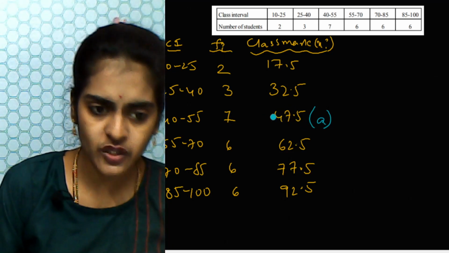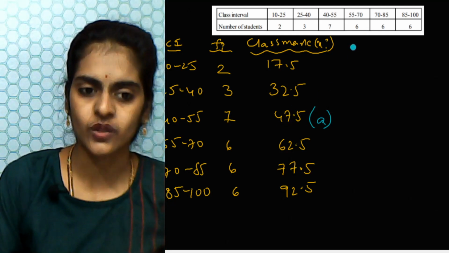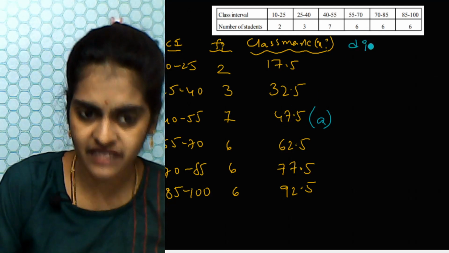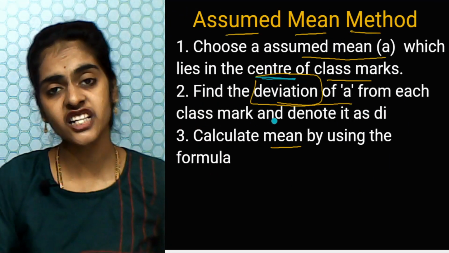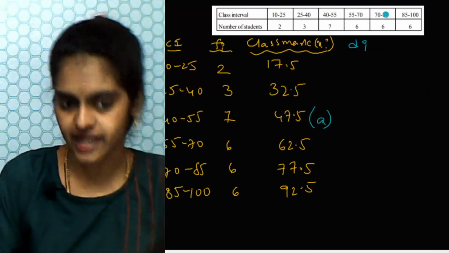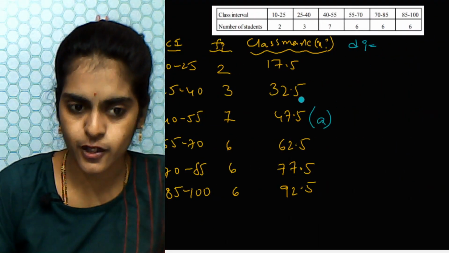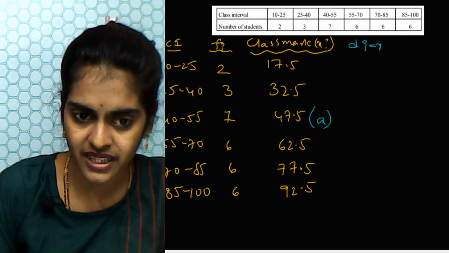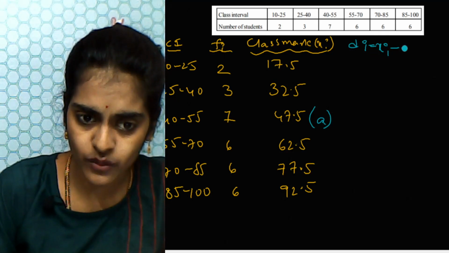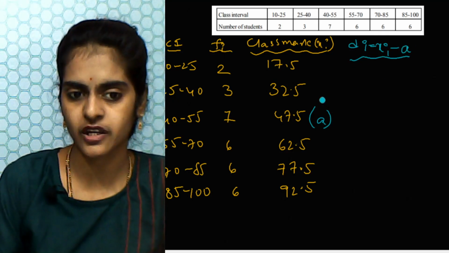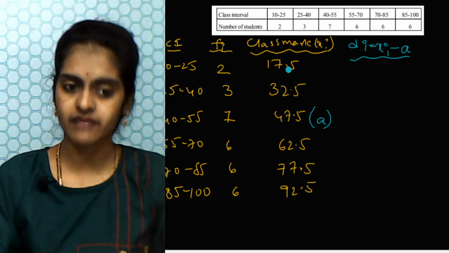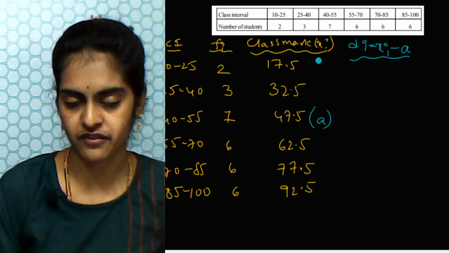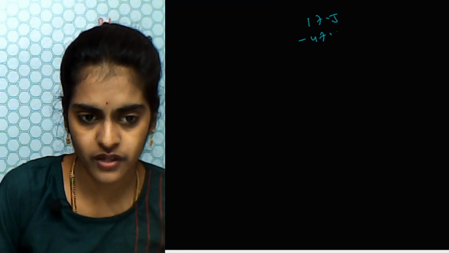So if you take this as assumed mean, the next point is you will calculate the deviation. Deviation of A from each class mark you will calculate, which is nothing but you will subtract this assumed mean from each class mark. Class mark is Xi. From this Xi you will have to subtract the assumed mean. So Xi is 17.5. From the 17.5 you will subtract 47.5.